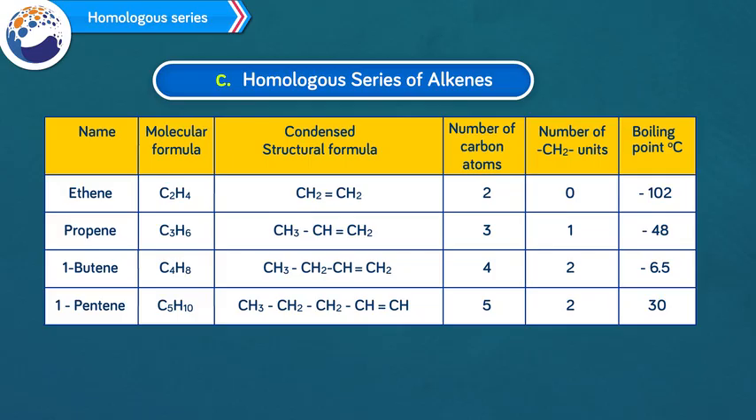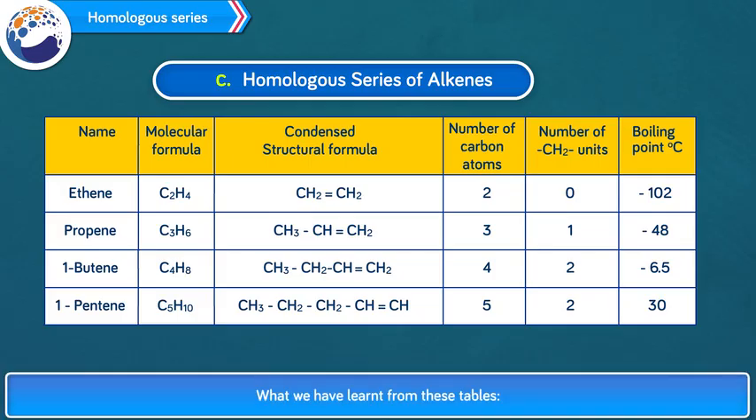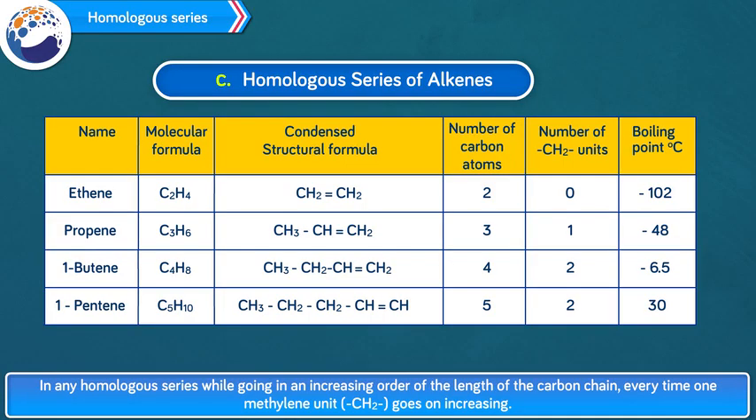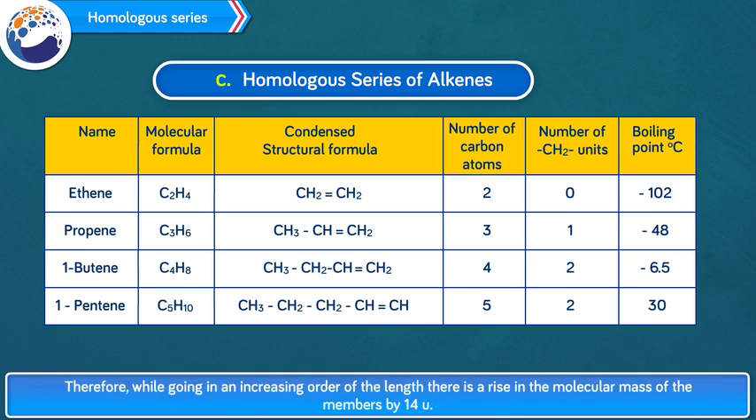Similarly, 2-butene with molecular formula C5H10, structural formula CH3CH2CH2CH=CH2, has 5 carbon atoms. Number of CH2 units 3. Boiling point is 30. What have we learned from these tables? 1. While going from one member to the next in a homologous series, A. one methylene CH2 unit gets added. B.